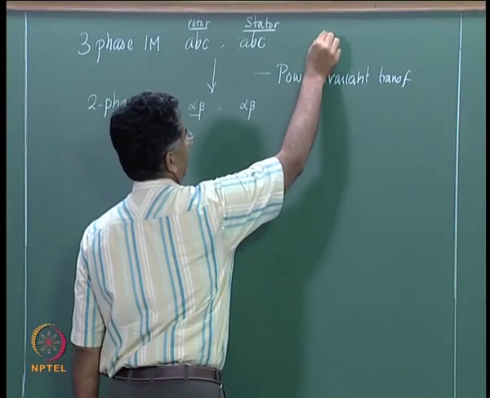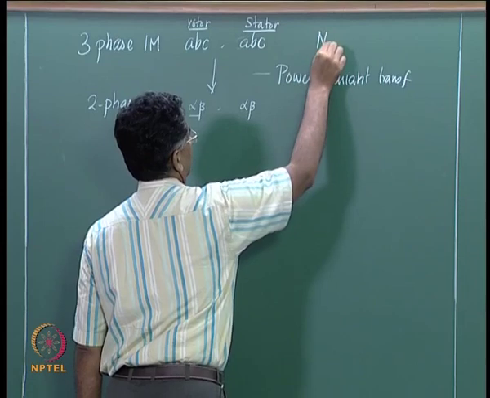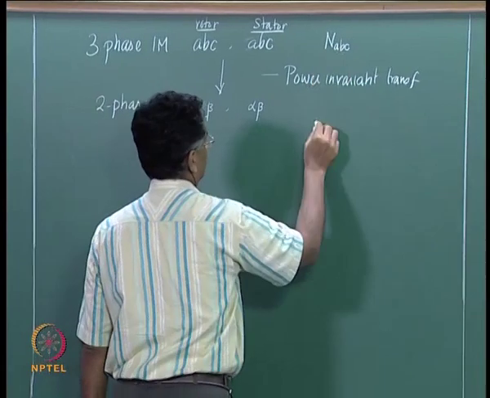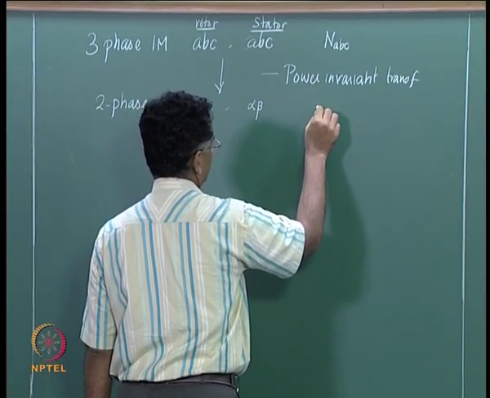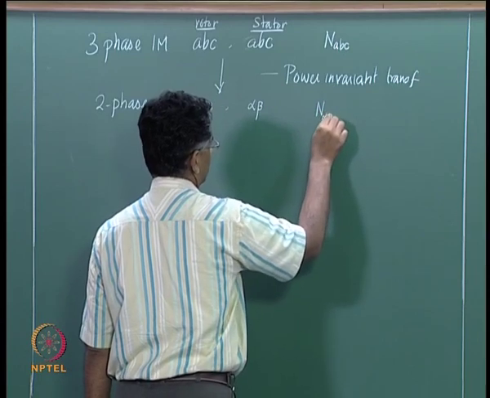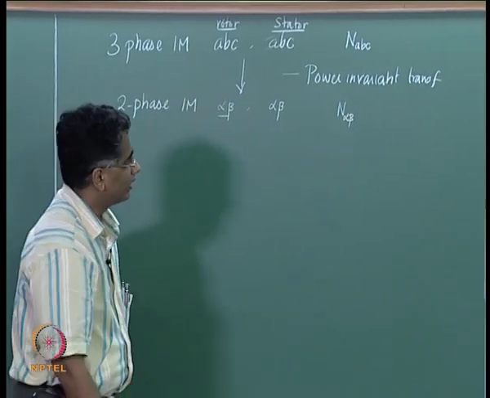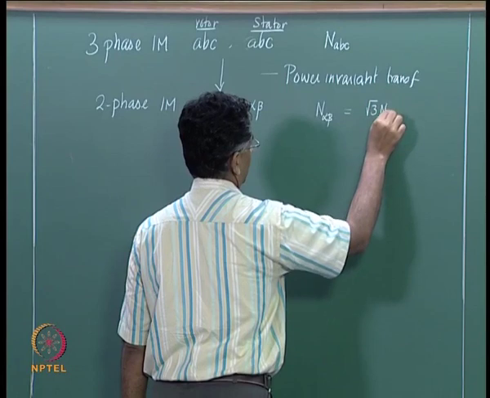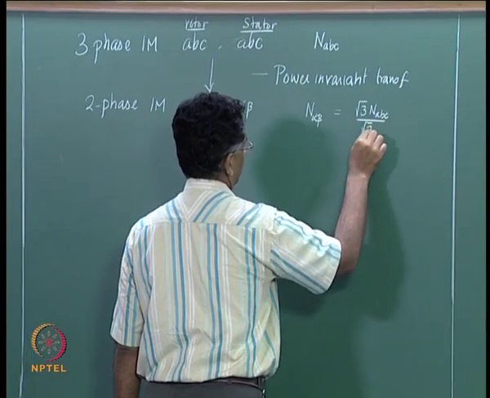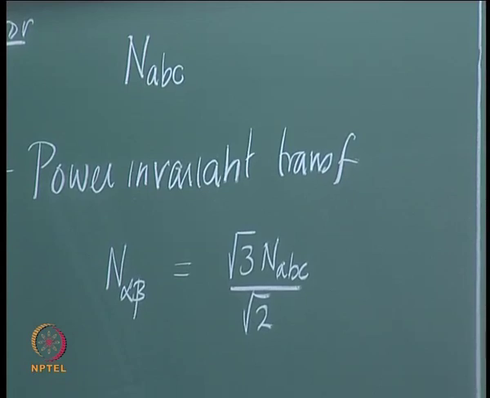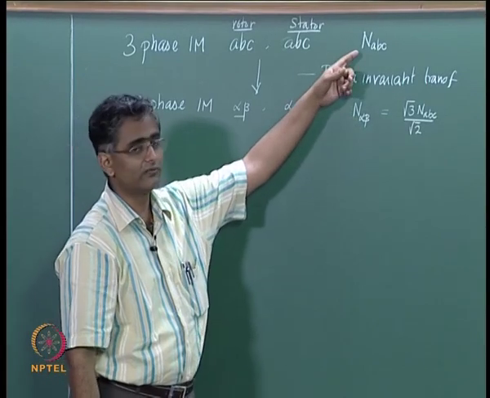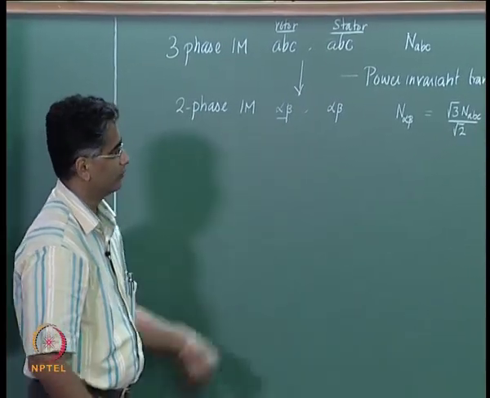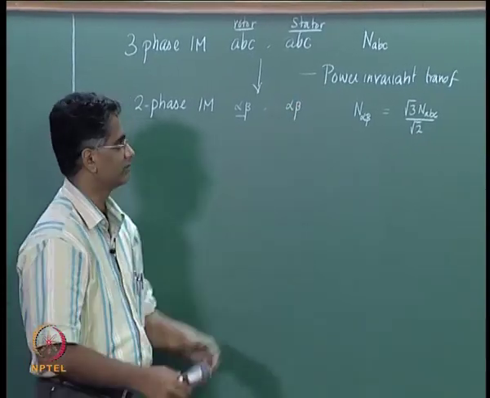which means that if the number of turns here was n ABC per phase, then this goes to n alpha beta, where n alpha beta is root 3 times n ABC by root 2. So you have a number of turns here that is different from the number of turns in the 3-phase machine while converting it to the 2-phase equivalent using this approach.